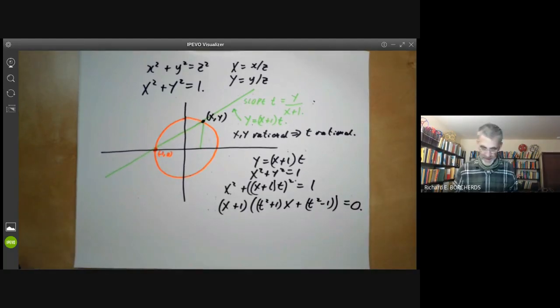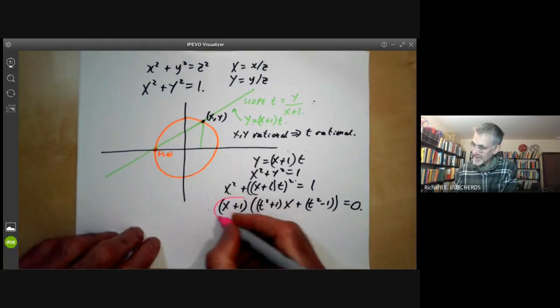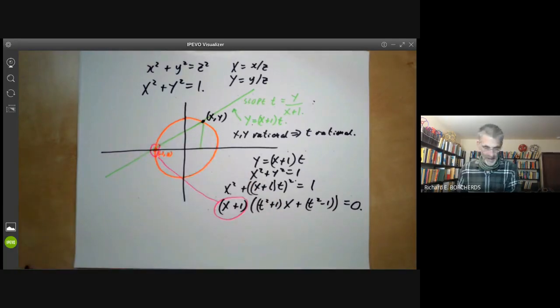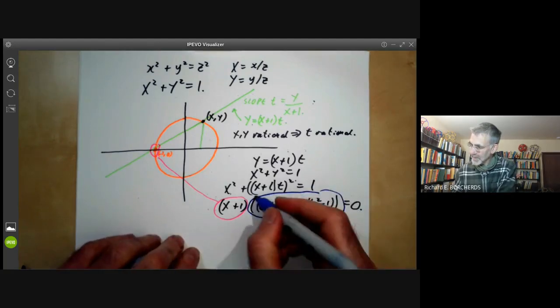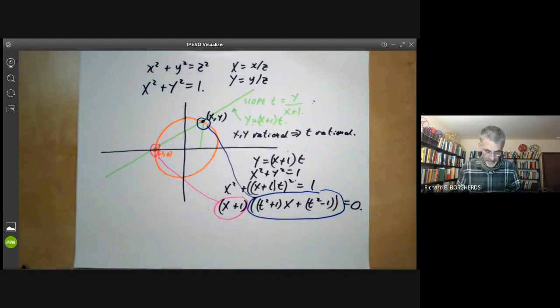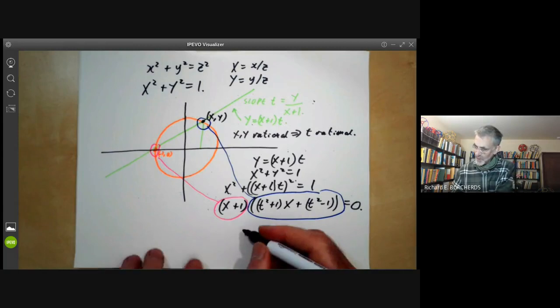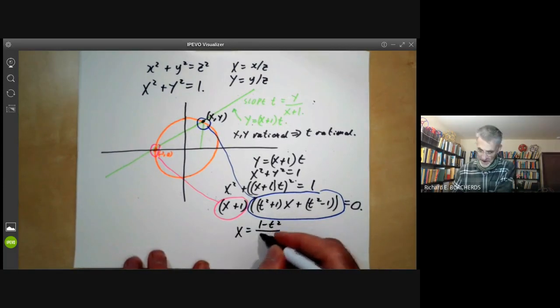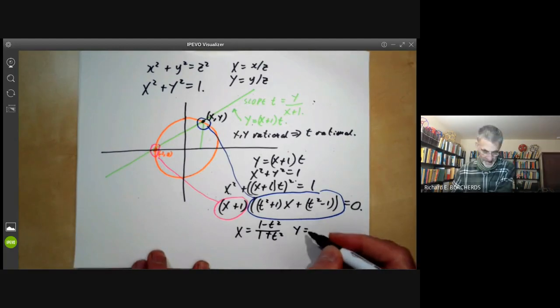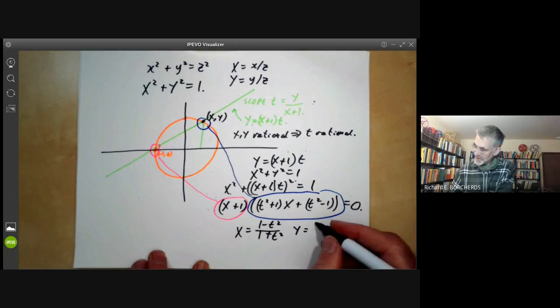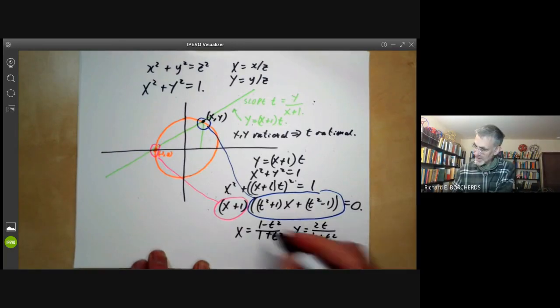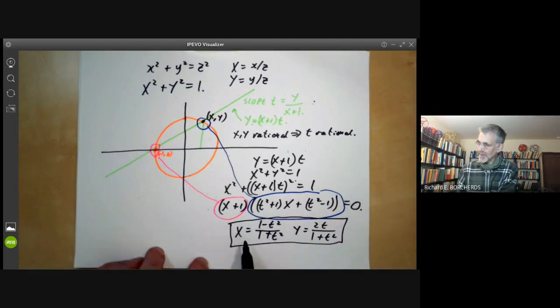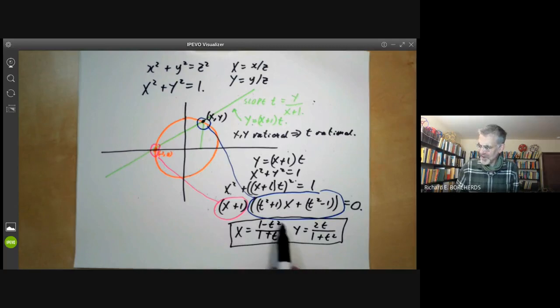So here's the root x equals minus 1, which corresponds to this point here. And here is the other root, which corresponds to this point here. And you see, we can work out what x is. We have x is equal to (1 minus t squared) over (1 plus t squared). And y is equal to (x plus 1) times t, which is 2t over (1 plus t squared). So you can check by algebra now that if t is rational, then x and y are rational. But these are slightly complicated expressions, and as we said, we don't need to do this calculation to see that x and y are rational.